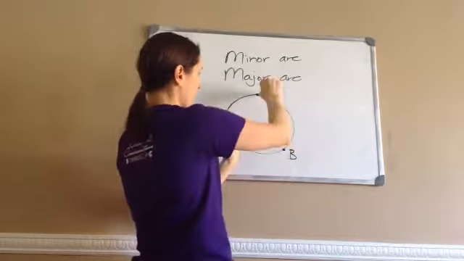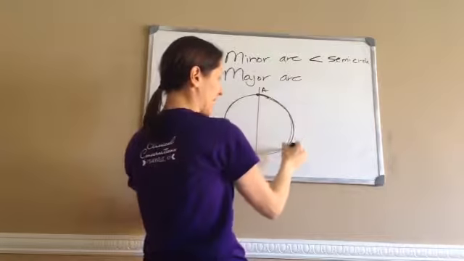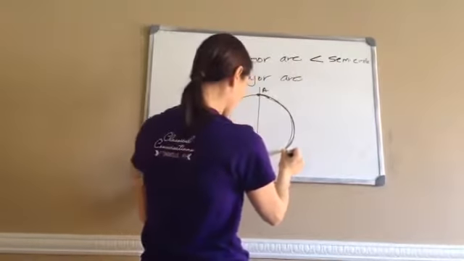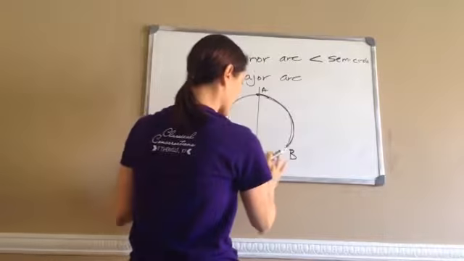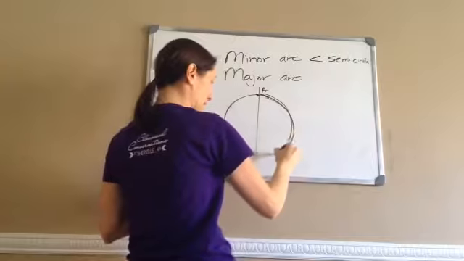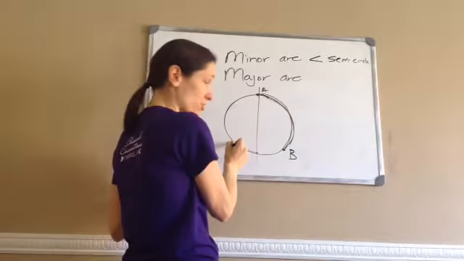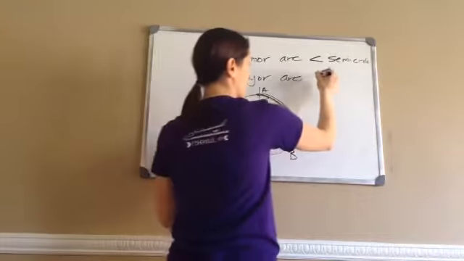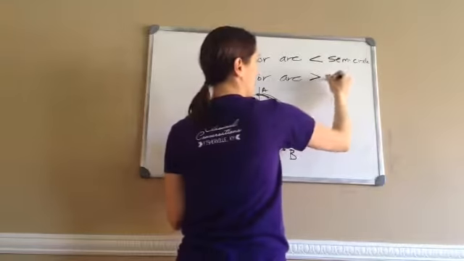Well, it's considered minor if it is less than a semicircle. So a semicircle is half. So, is this arc AB minor or major? Minor, because it's less than a semicircle. A semicircle would be right here. Okay? So, is ABC a minor or a major arc? Major, because it's greater than a semicircle.